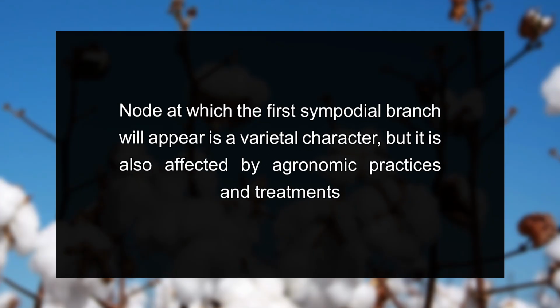Once a sympodial branch has formed at the main stem node, the plant is no longer able to produce monopodial branches above the node. The node at which the first sympodial branch will appear is a varietal character, but it is also affected by agronomic practices and treatments.